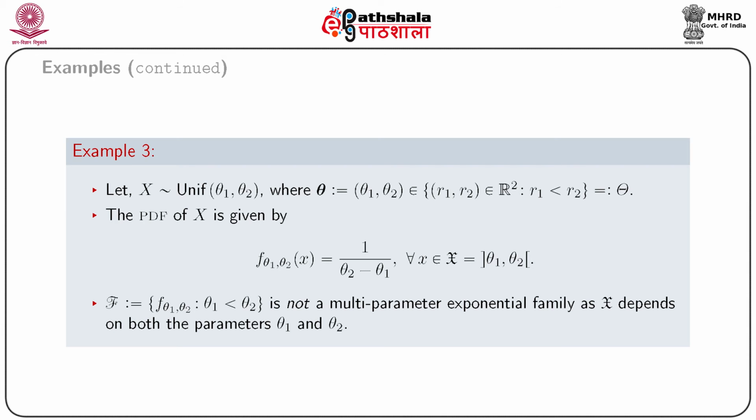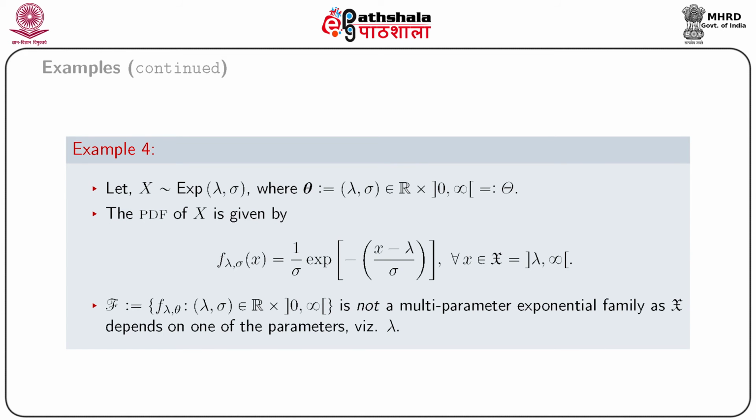Next we consider another example. Suppose x follows a rectangular distribution with parameters θ1 and θ2. Then the PDF of x is given by f(x) = 1/(θ2 − θ1) if θ1 < x < θ2, and 0 otherwise. Since the support of the distribution depends on θ1 and θ2, f(x) does not belong to the two-parameter exponential family.